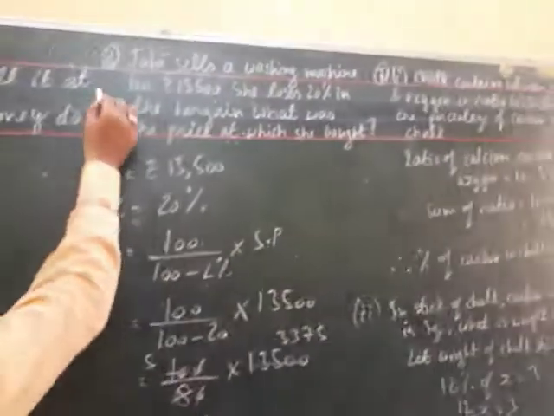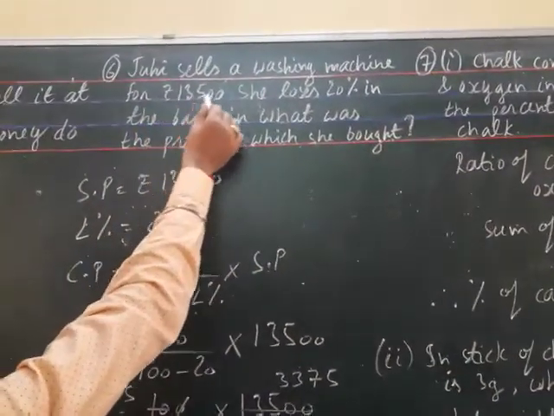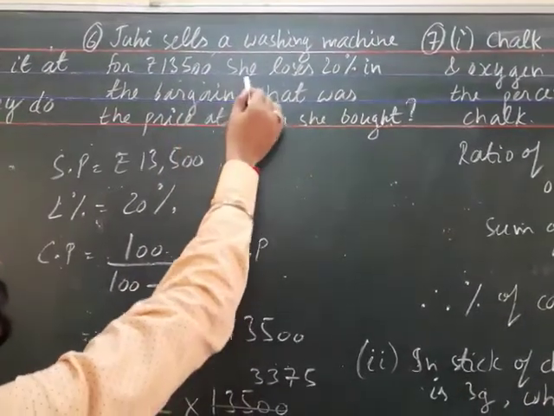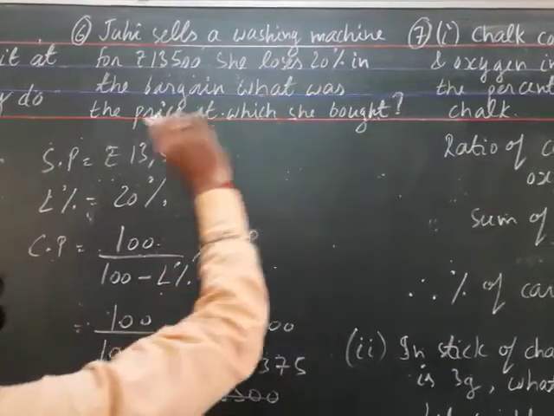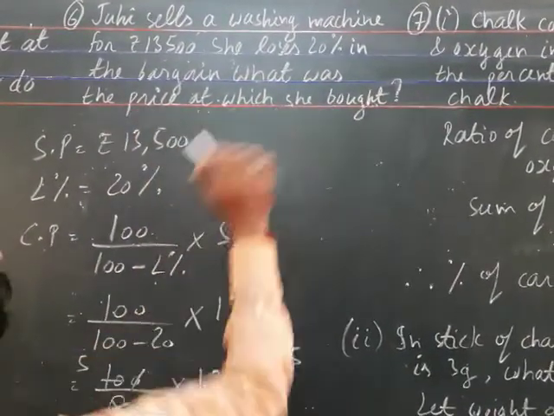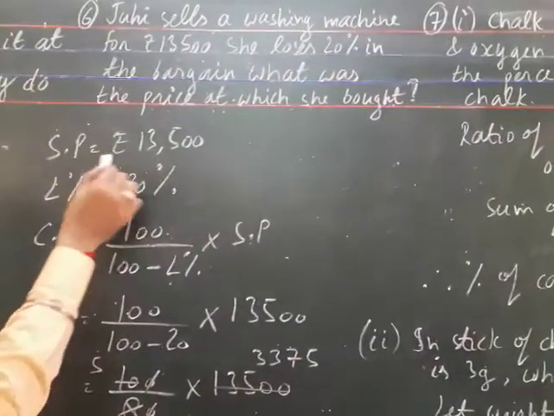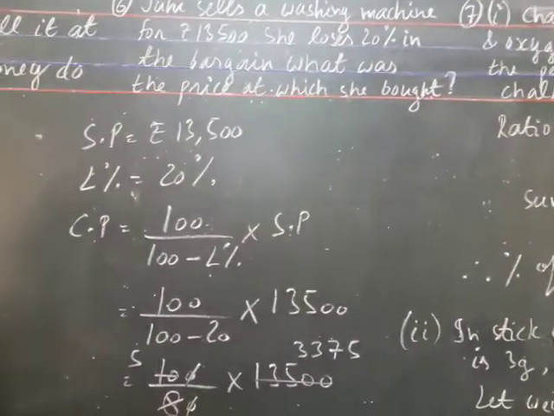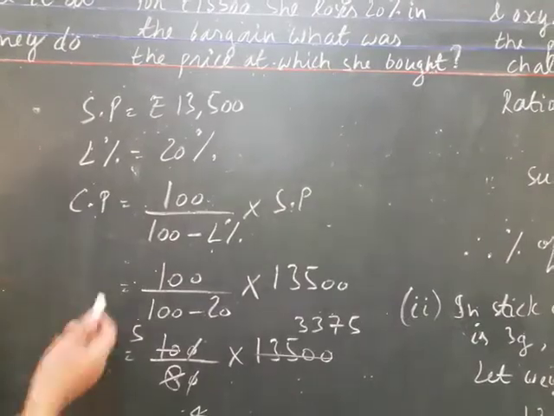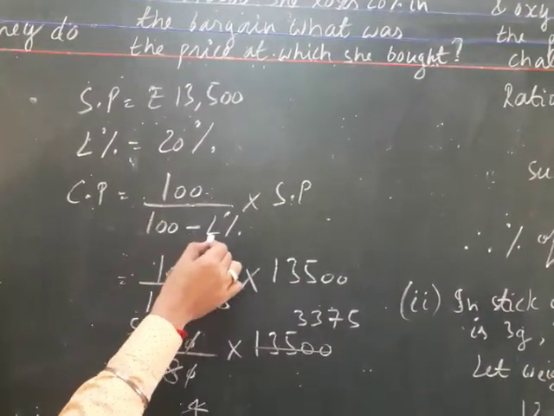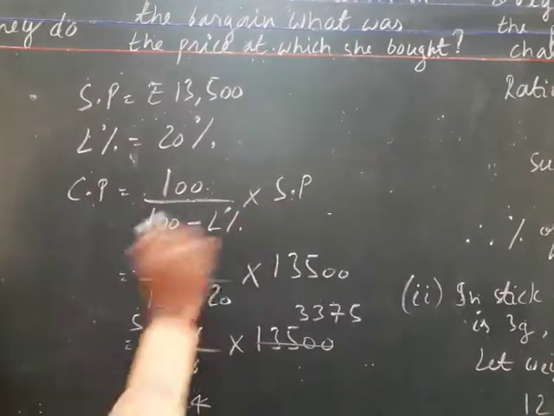Now come to question number 6. Juby sells a washing machine for rupees 13,500. She loses 20% in the bargain. What was the price at which she bought? Selling price is given, 13,500, and loss percent is 20%. You have to find CP. Again formula, CP equal to 100 upon (100 minus loss percent) into selling price.